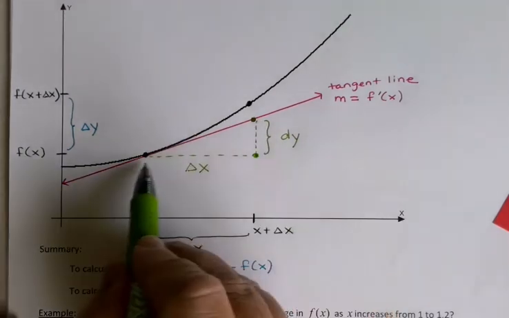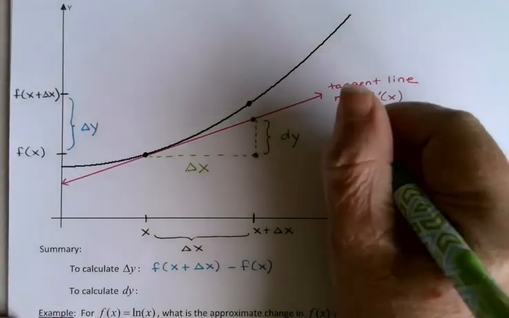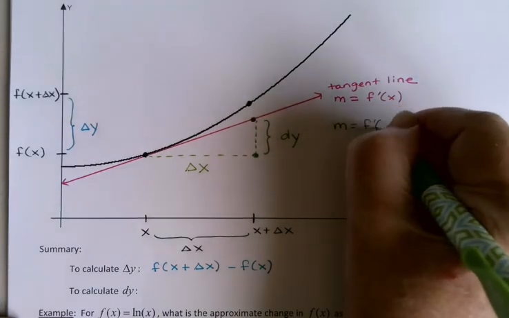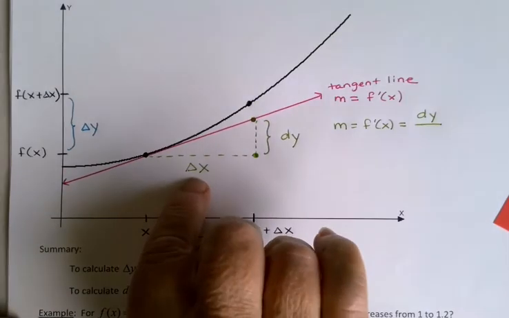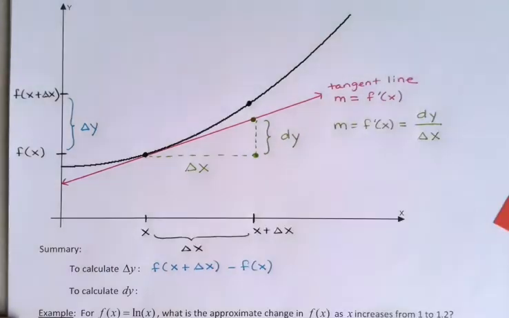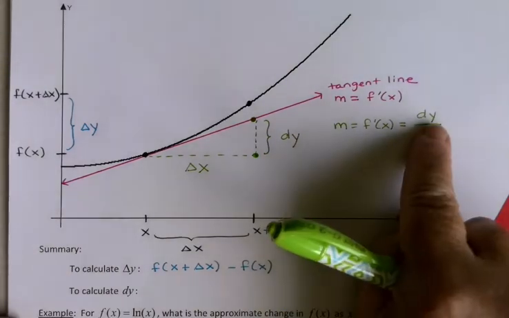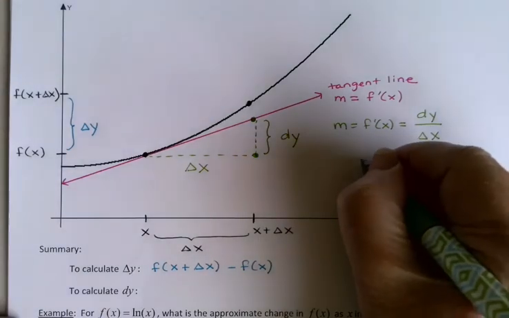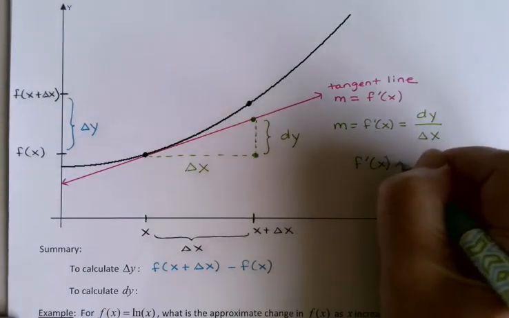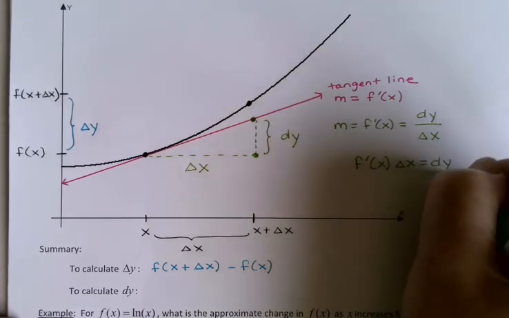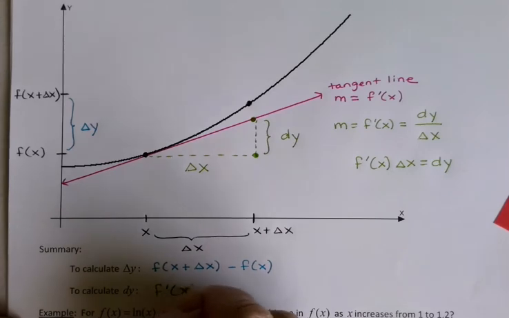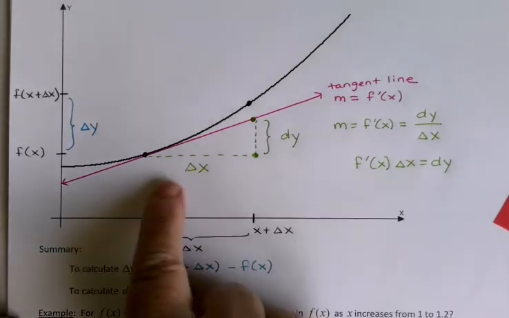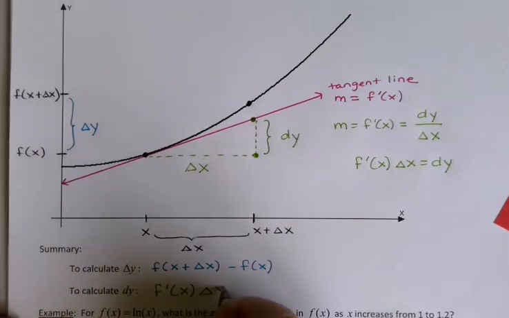Since slope is also rise over run, I could write that m, or f prime of x, is the rise, dy, over the run, delta x. And that means that I could solve for the dy by just multiplying the delta x over. And f prime of x delta x is equal to dy. So to calculate dy, I can multiply the derivative, f prime of x, times the change in the x value, delta x.